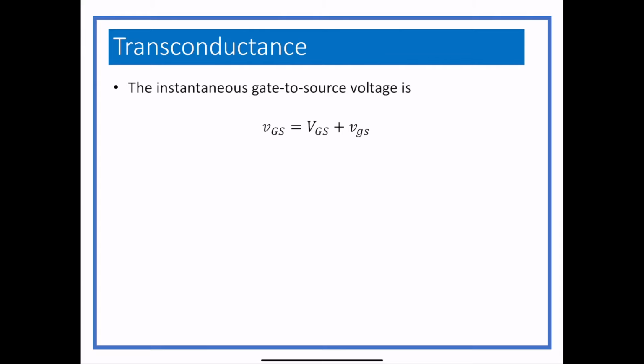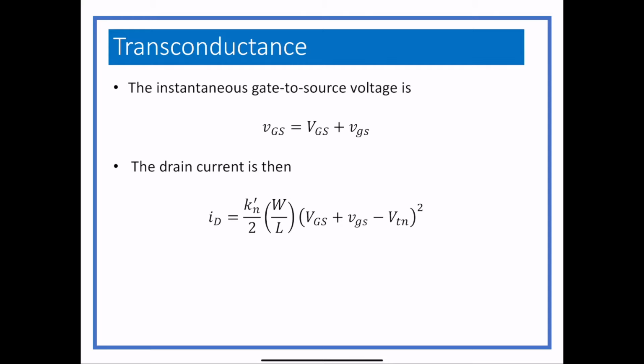When we look at any particular time in the process of running the circuit, the gate to source voltage is always going to be a combination of the DC and the AC. And we can actually put that into the original drain current equation that we had, except now the drain current equation contains AC and DC parts.